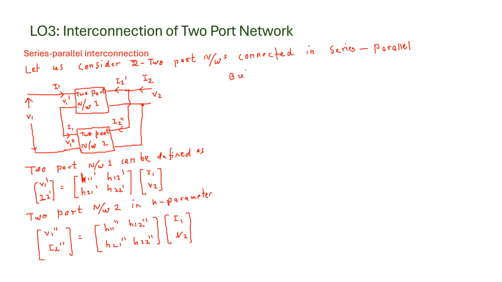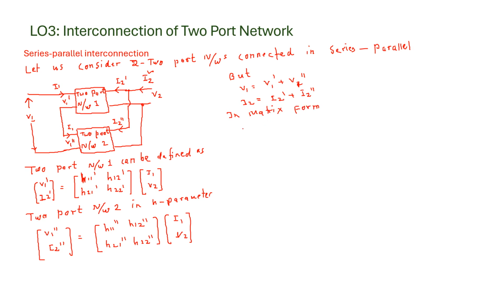But what is the constraint equation? The constraint equation we can write for voltage V1, which is equal to V1 dash plus V1 double dash. And what is I2? We can look at here, I2 is equal to I2 dash plus I2 double dash. In matrix form, we can write it.